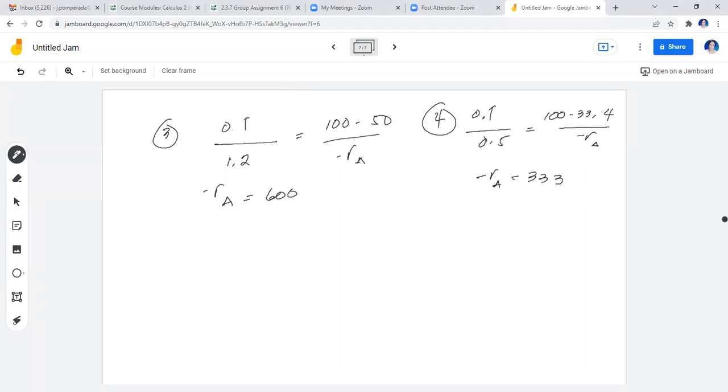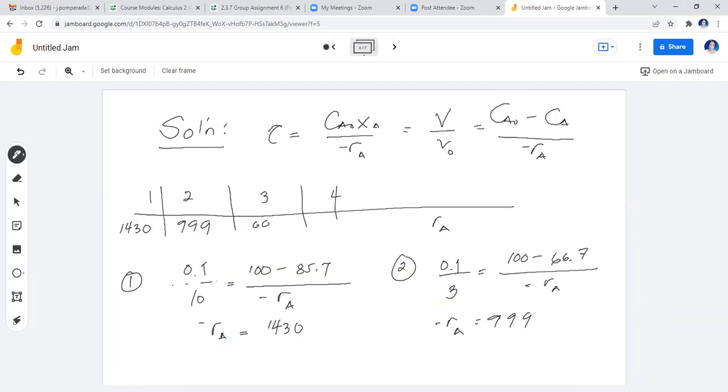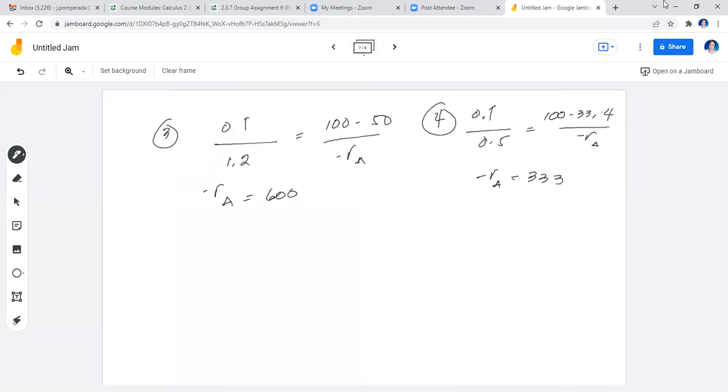Now, what am I going to do next? I already have the rates, 600 and 333 here. Based on what you have learned in kinetics a few weeks ago, how will you find the necessary K and N in this case? What will you do? What will I pair these rates with? That way I can find the K and the N.